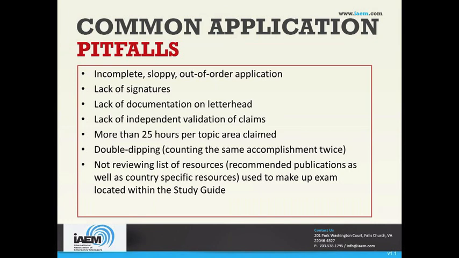Some of the pitfalls. So incomplete, sloppy, out of order applications. It's hard to get your applications out of order now that they're online. It was worse when they were all paper applications. But you can get things in the wrong spot or upload them in the wrong spot. Incomplete and sloppy is really tough on commissioners, and it potentially is going to get your application sent back if you don't meet the requirements throughout it.